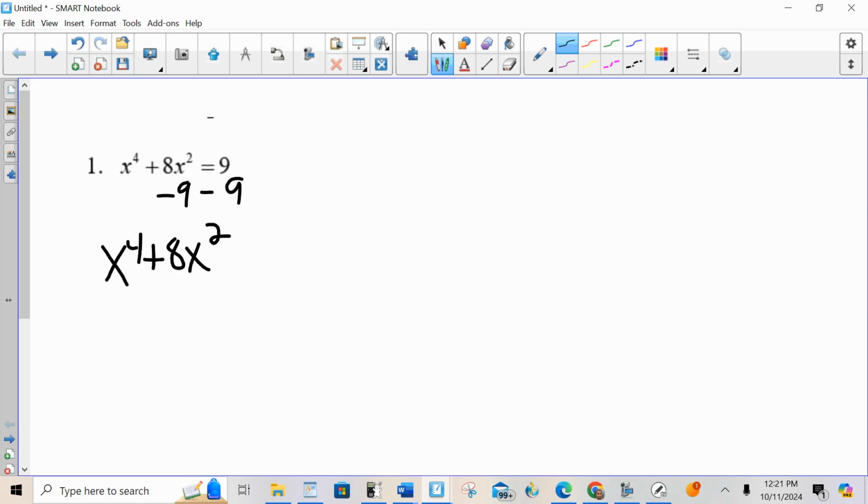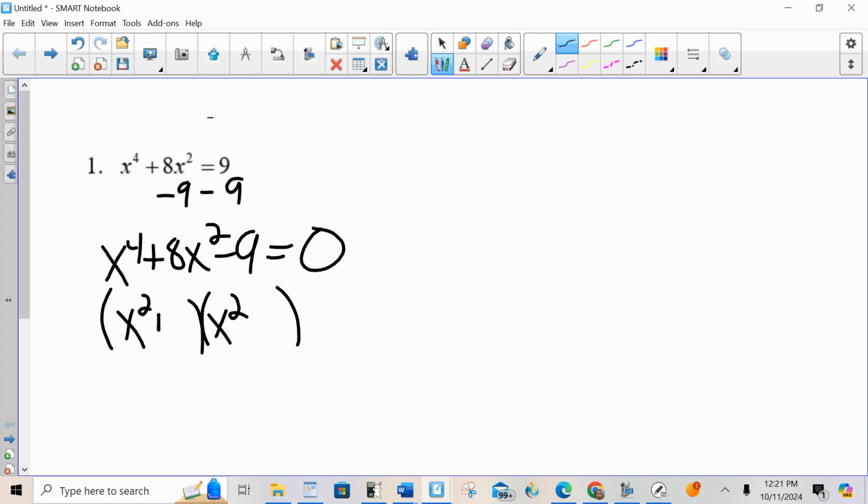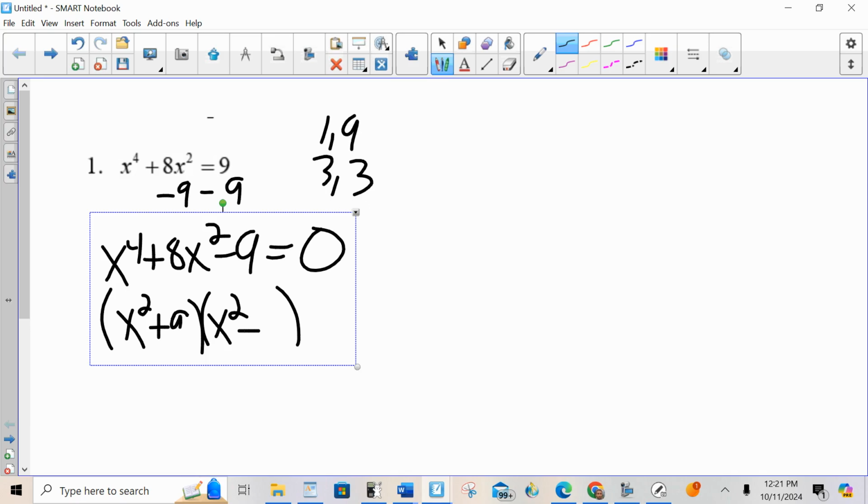Party time. Doubles, factoring, is there a GCF? No. Trinomial, yes. Because it's x to the fourth and x squared, it's x squared and x squared. First sign comes down, positive and then negative and negative. Multiplies to 9, subtracts to 8. 9 and 1 equals 0.